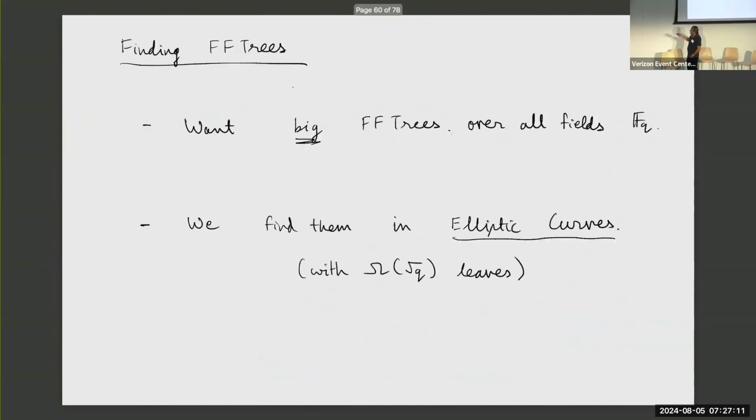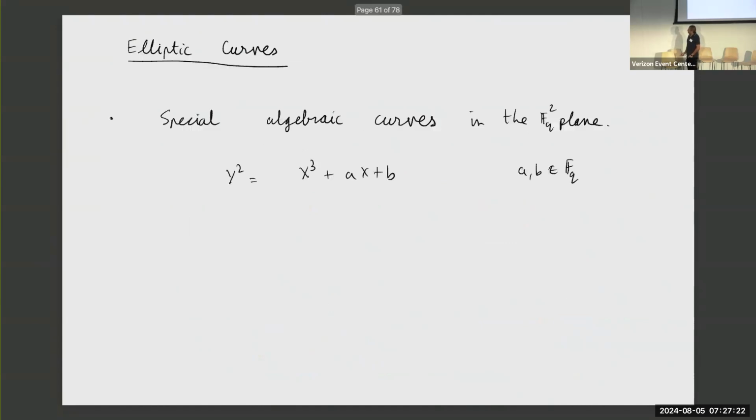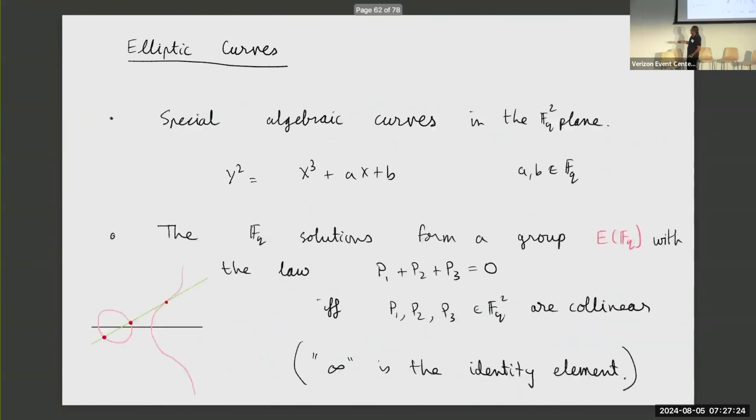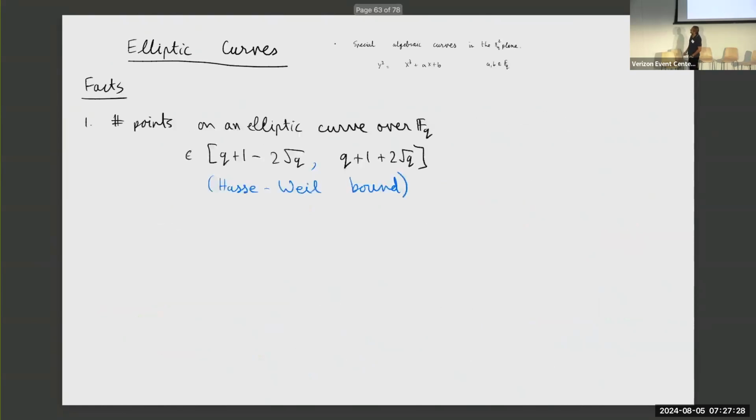So we want big FFT trees over finite fields, and we find them inside elliptic curves, and they're not of size q, but they're of size square root q in every finite field. And okay, so I am running out of time. These are how elliptic curves look, and I will emphasize the main points now.